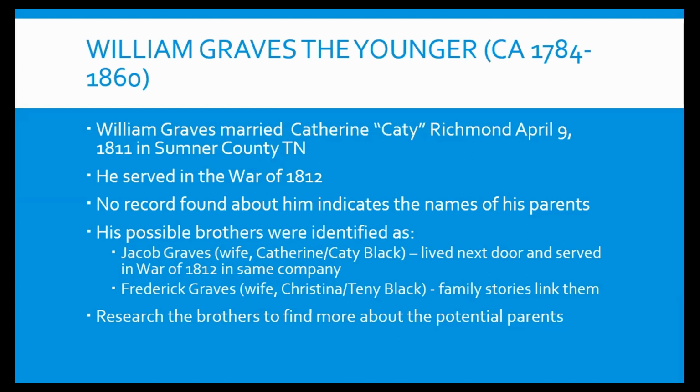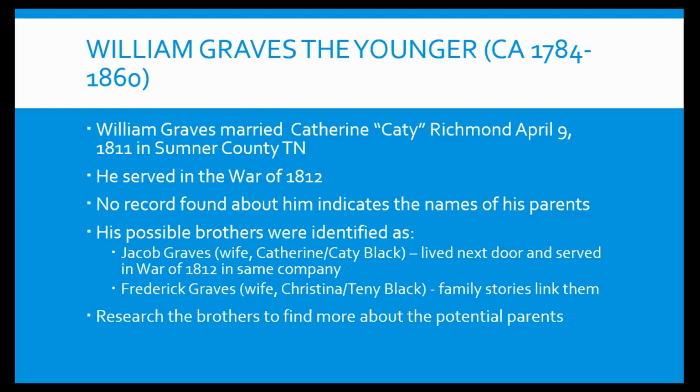Jacob Graves was identified as a possible brother because he lived next door to William and he served in the War of 1812 in the same company. And they were frequently, the two families were frequently listed together in different situations. So they're definitely part of each other's fan clubs, William and Jacob, and they were around the same age as well. And then there was a Frederick Graves, who was also around the same age, but I didn't know very much about him because he did not live next door and he did not serve in the War of 1812 that we know of.